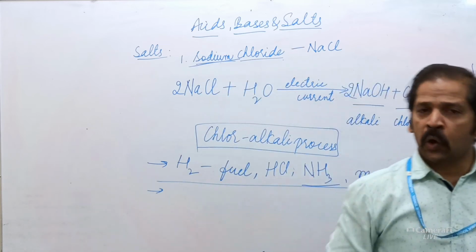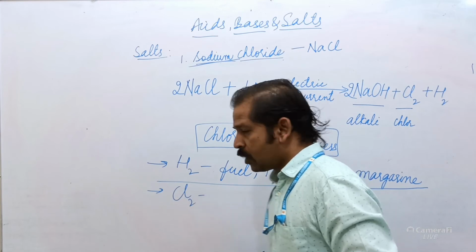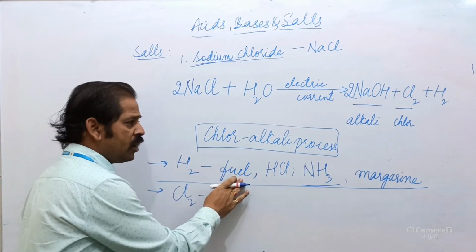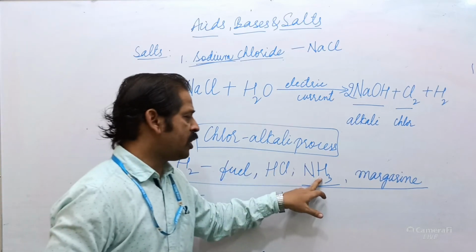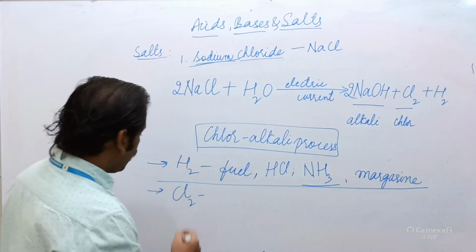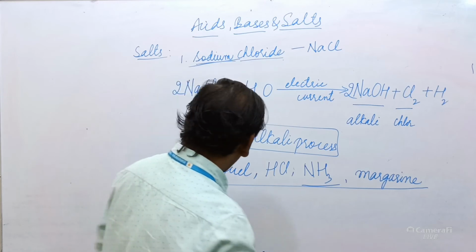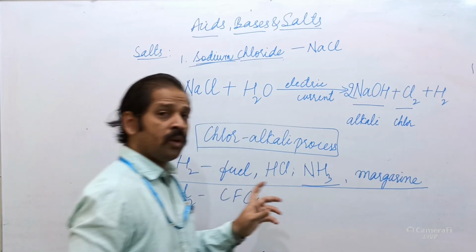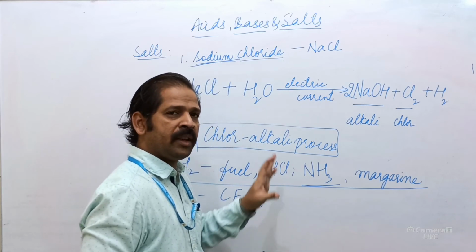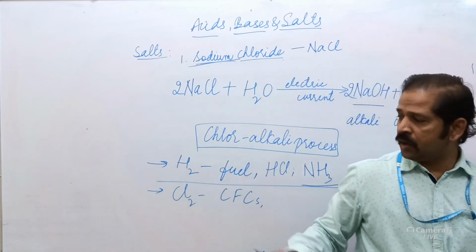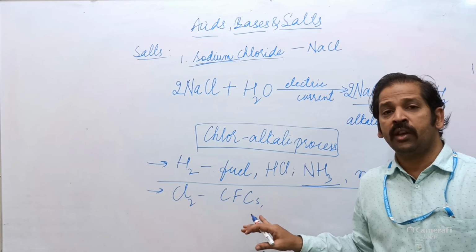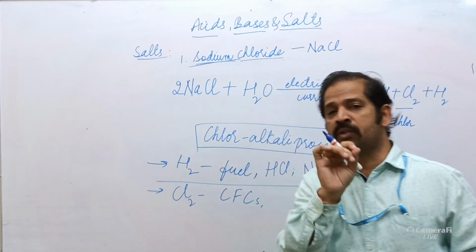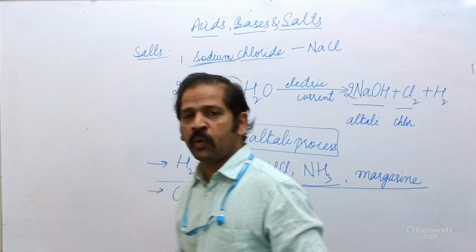Second, we go with the chlorine. What are the uses of hydrogen? It is used for fuel, for the making of hydrochloric acid, ammonia, as well as margarine. Next, what are the uses of chlorine? Chlorine is used for CFC, chlorofluorocarbons. You know about chlorofluorocarbon, which is usually available in air conditioning, and a single CFC is able to destroy lakhs of molecules of the ozone layer.